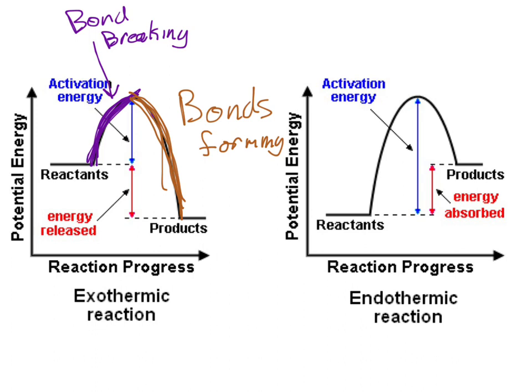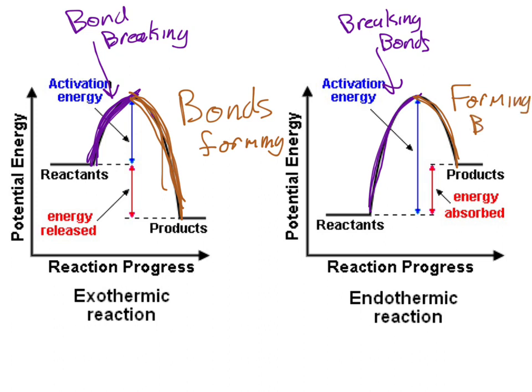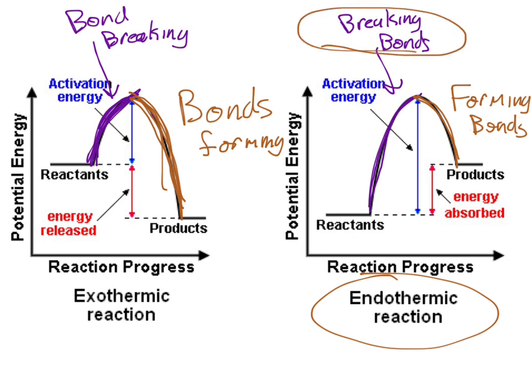In this situation, though, you can see that this much energy is required to break the bonds. And so this is breaking bonds again. And then this part is forming bonds. So same thing as before. However, notice how the amount of energy required to break the bonds is greater than the amount of energy released in forming bonds. And so this is an endothermic process because it requires more energy to break the bonds.